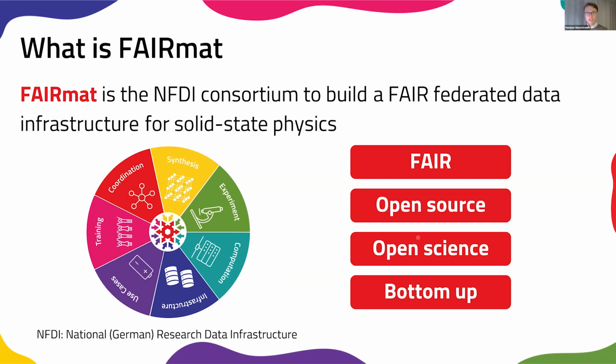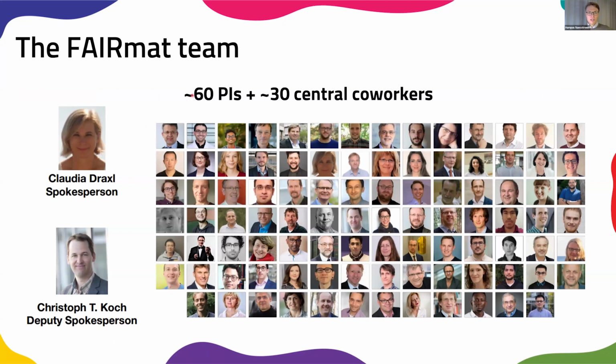So in FAIRmat, we work a little bit different from a lot of other of these NFDI consortia in Germany. We have 60 PIs, which are spread out over Germany. But in addition to that, we have 30 central co-workers that all work in one building in Berlin. In that sense, we work more as a small startup than as maybe a classic NFDI consortium or a classic research project, where we are working together with this goal of building the tool.